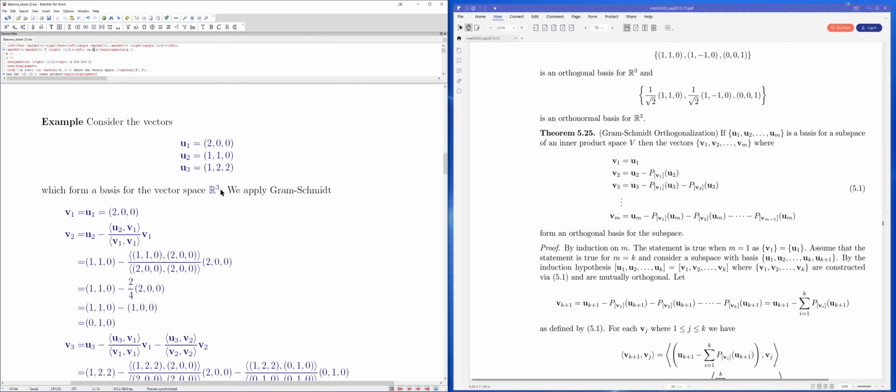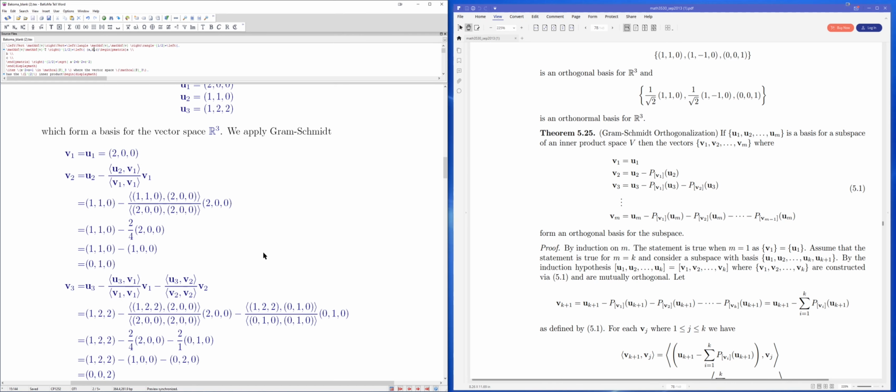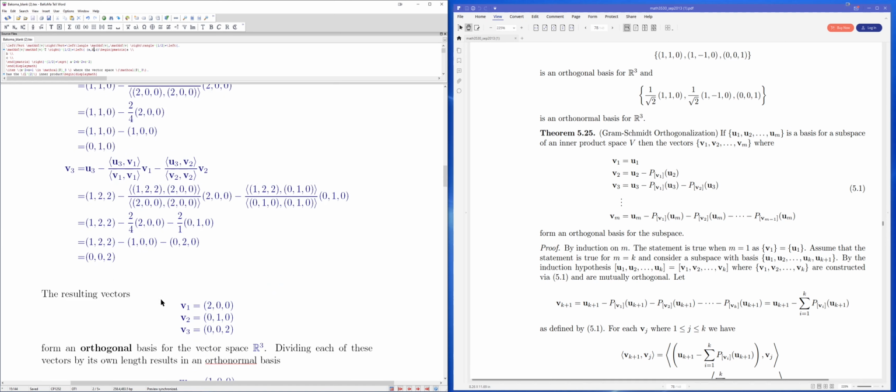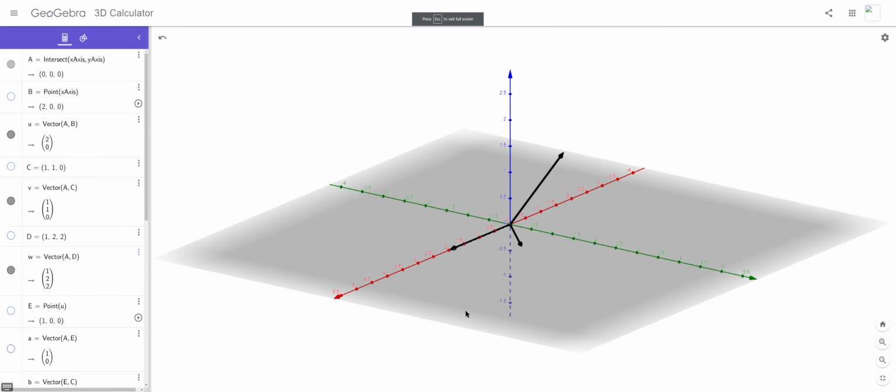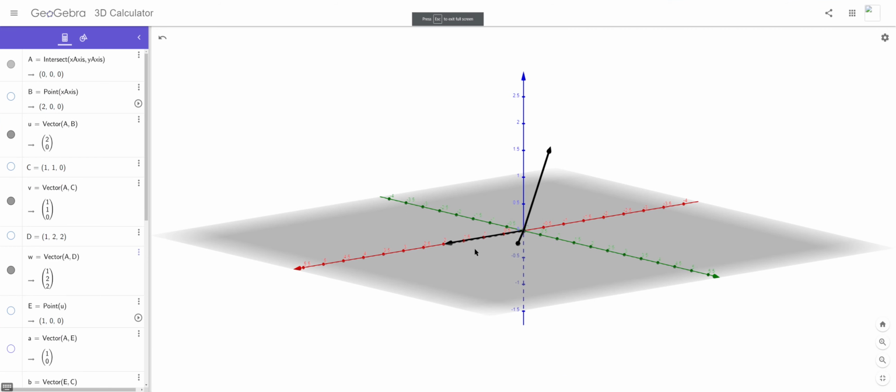If I have a basis for some vector space to start off with, and this basis is not orthogonal, what I can do is apply Gram-Schmidt to it, and it will spit out a new basis where this new basis is in fact orthogonal. So this is my starting basis that is not orthogonal, and Gram-Schmidt will give me something that is orthogonal.